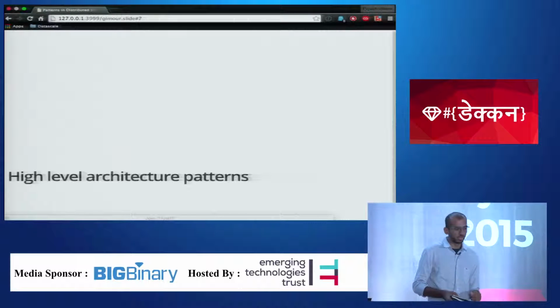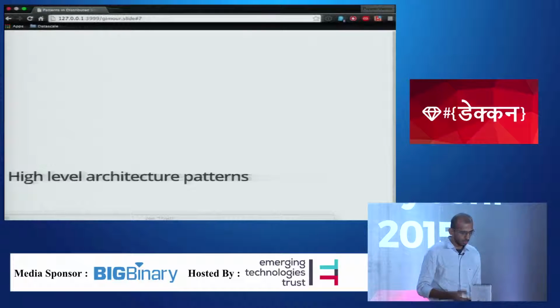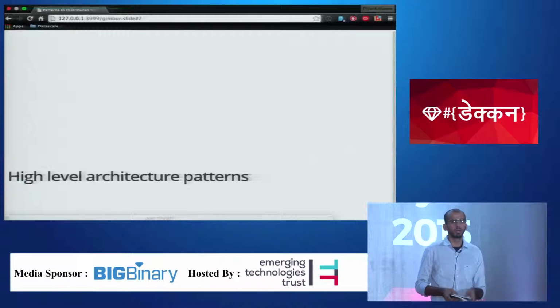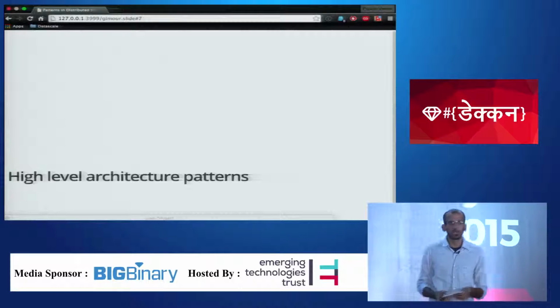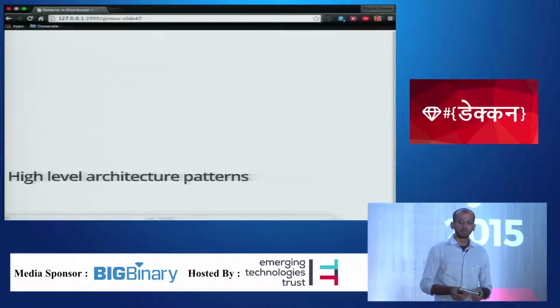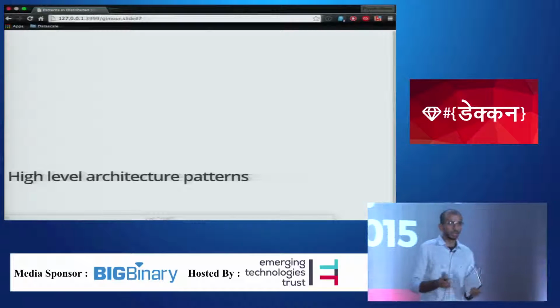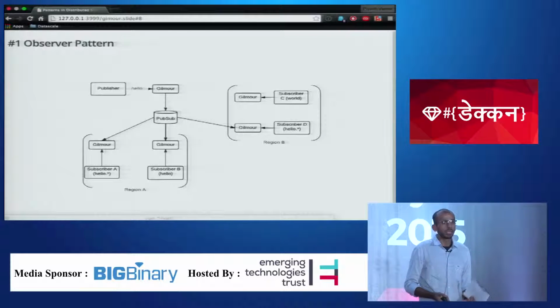Let's also start understanding what are the basic high-level architecture patterns for a distributed system. Now, I'm assuming all of you are aware of what design patterns are, right? Design patterns are basically just a way of identifying common problems and having a few terminologies which help you represent that problem so that you can communicate easily and in a more effective manner. Like one of the basic patterns of a distributed system is an observer pattern.